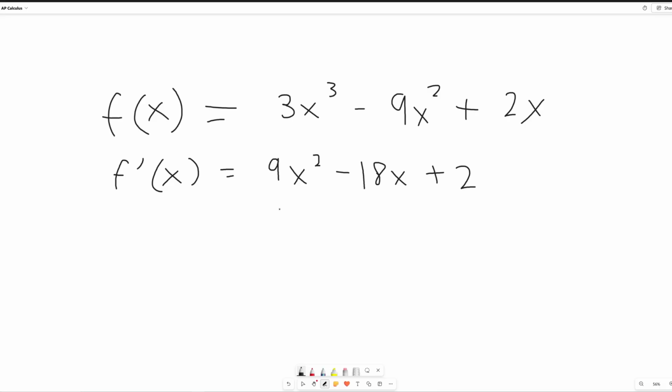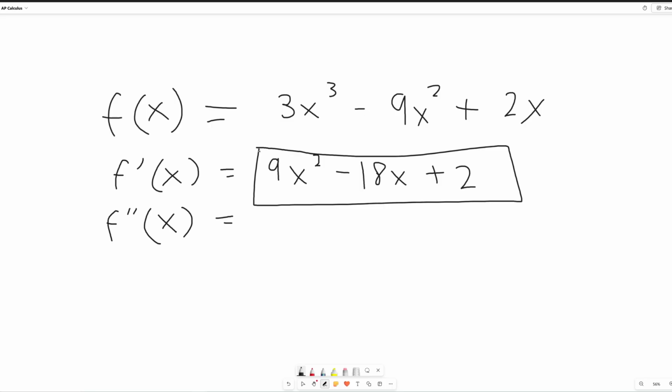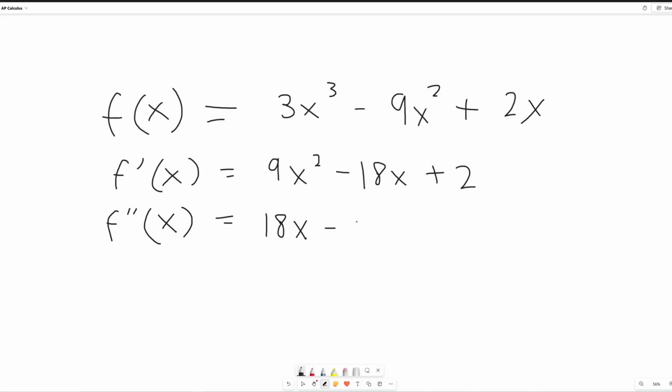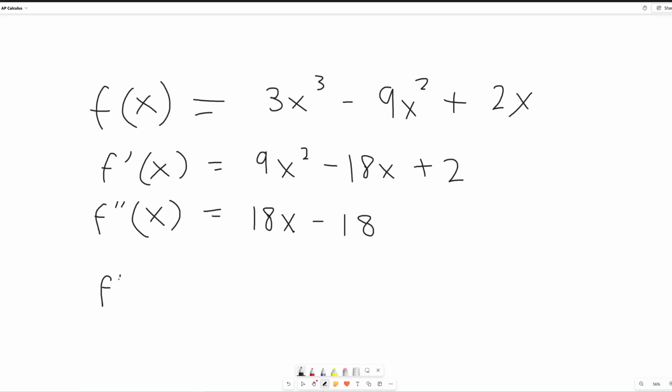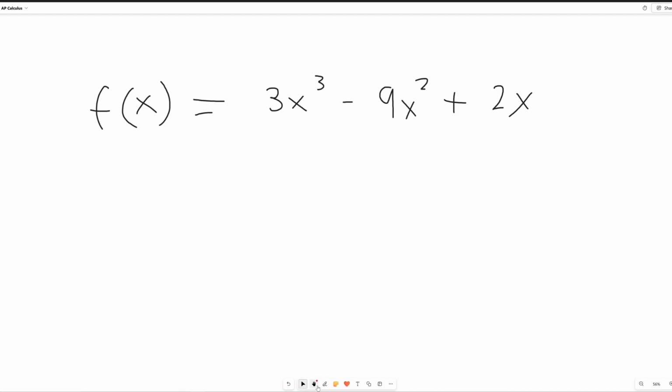However, we can then take this multiple times. So we call this the second derivative. So this is a higher order derivative, which all you're doing is just taking the derivative function and then taking the derivative again. So we'll have 18x minus 18. And then you can keep going. F triple prime of x is our third derivative, which here is just going to be 18. Now, you can do this for pretty much anything.